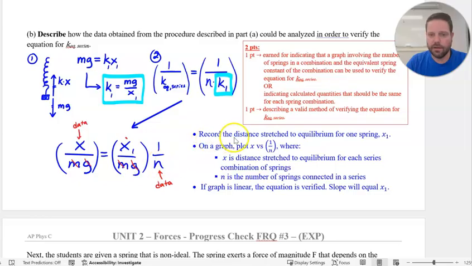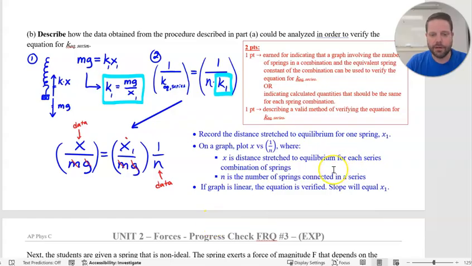So I'm going to say here that I'm going to record the distance for 1 spring, which I'm going to call x1. And on a graph, we're going to plot x, which is the stretching distance for whatever number of springs we have, versus 1 over n, where n is the number of springs we have connected in series. If this graph is linear, then our equation is verified, and our slope would be equal to x1, which is mg over k.